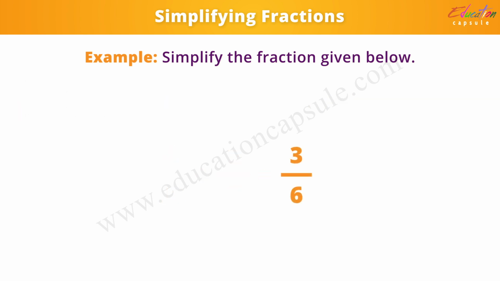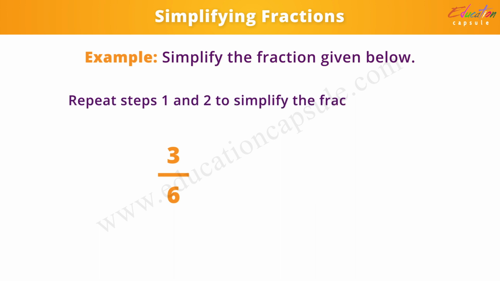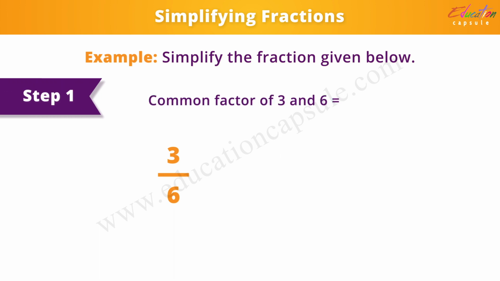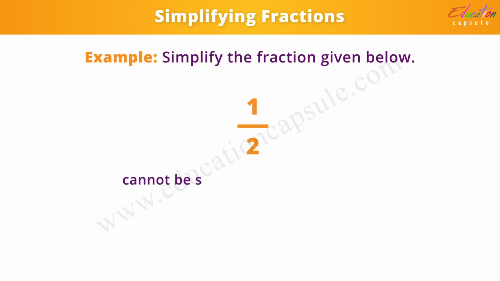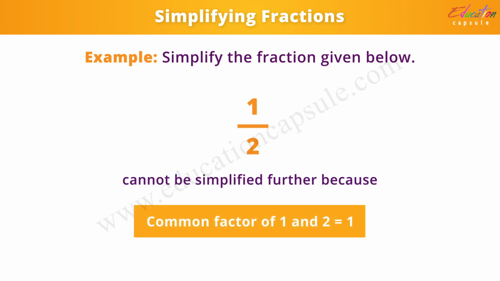Now we can simplify 3/6 further. Repeat steps 1 and 2 to simplify the fraction further. Common factors of 3 and 6 is 3. Therefore, we'll divide numerator and denominator both by 3 again to get the simplified fraction as 1/2. Now, 1/2 cannot be simplified further because there is no common factor between the numerator and denominator except the factor 1.